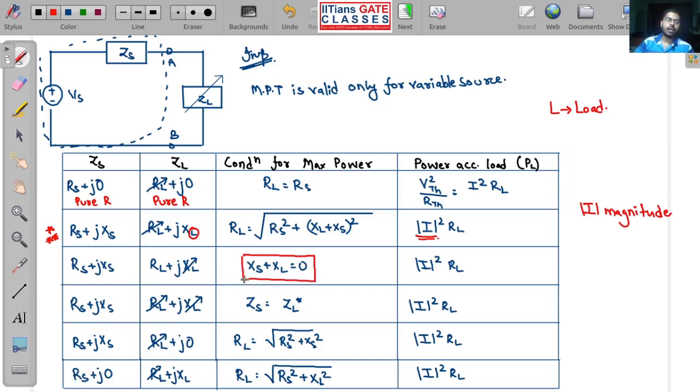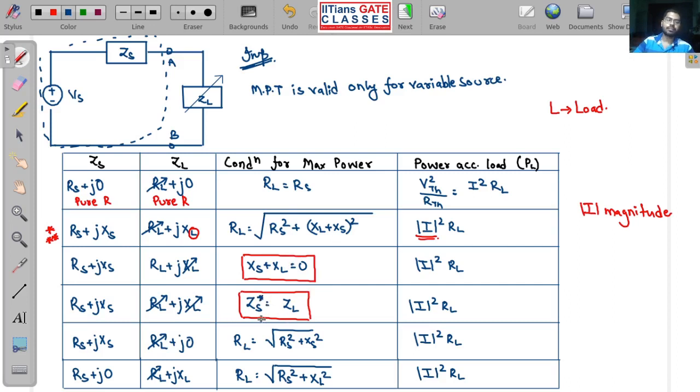Now what happens if your source impedance is like this, and in the load both the real part and the imaginary part are varying? So you need to take the complex conjugate of the source. The load impedance will be basically the complex conjugate of the source.